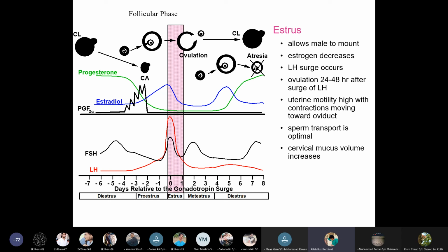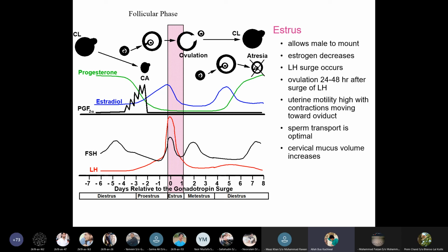When ovulation has happened, the estrus has to stop, and then the metestrus has to start. So uterine motility is high, with contractions moving towards the oviduct, and that motility has to allow the sperm to be transported to the oviduct, that is the infundibulum, where the funnel-type structure is present, where the sperm has to meet the ova and fertilize the ova, and the zygote will be developed.